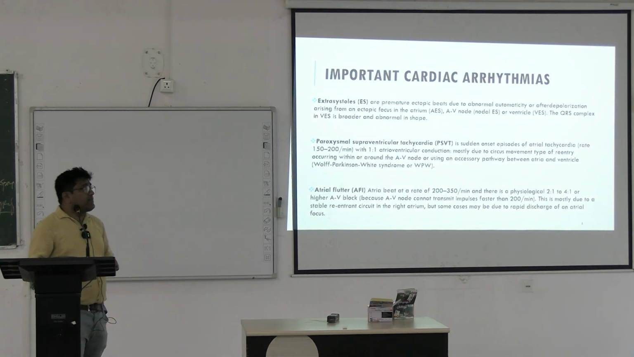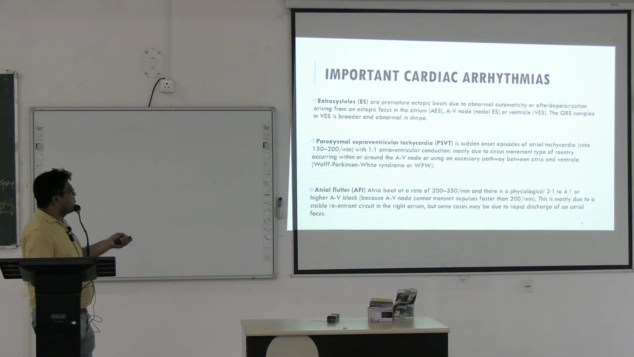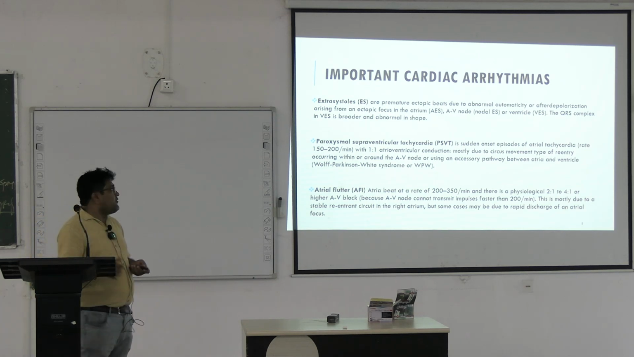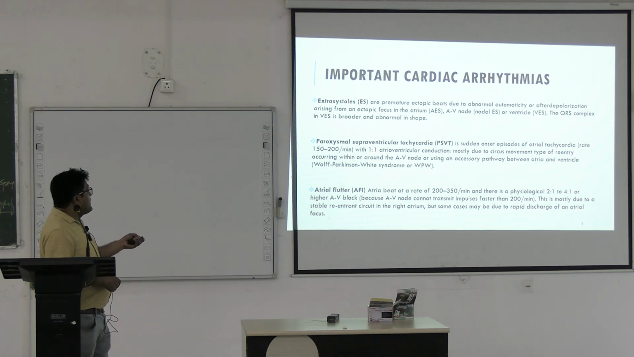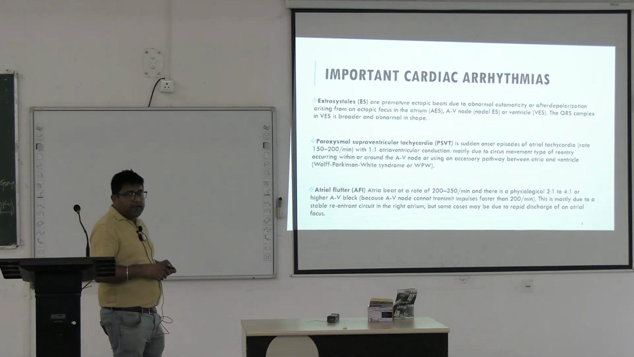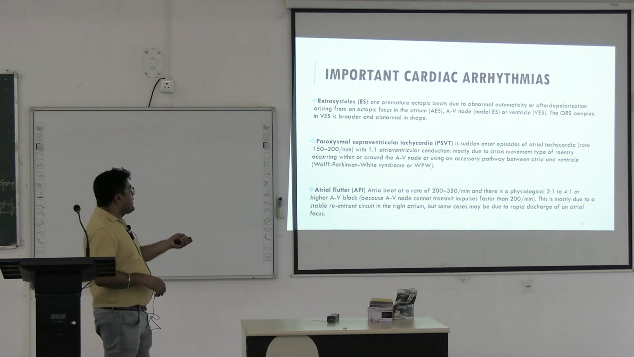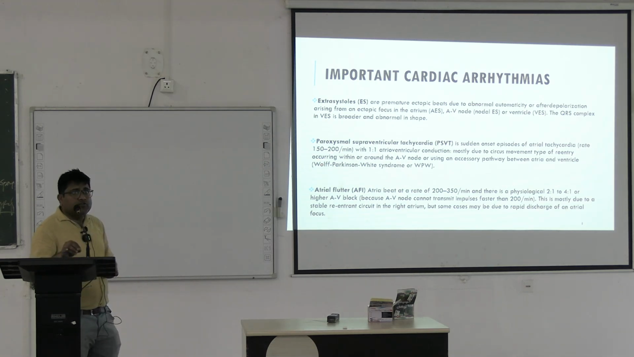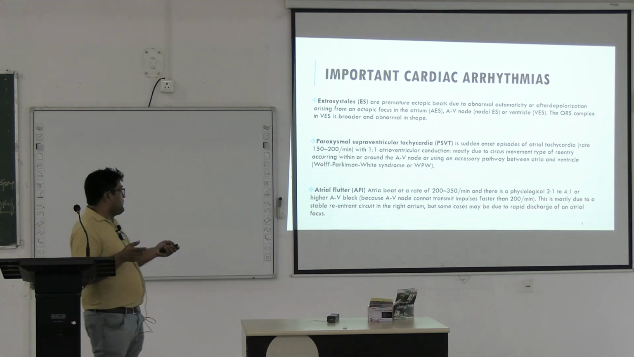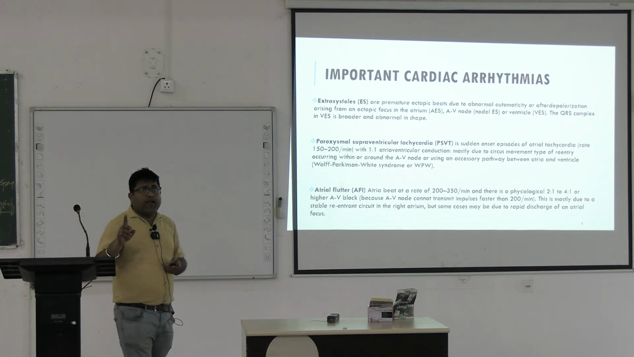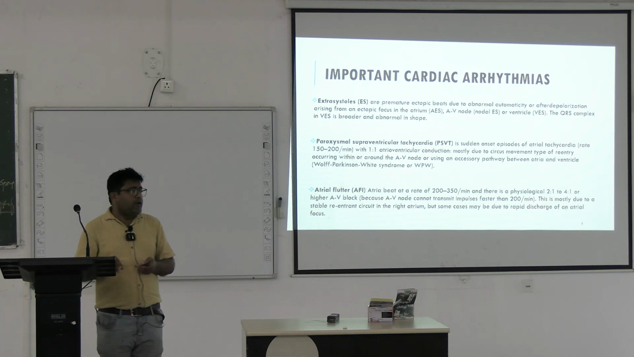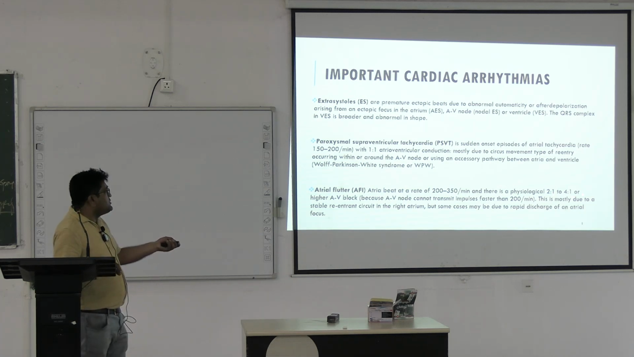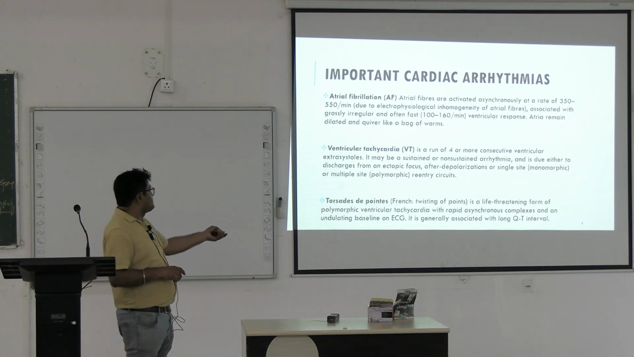The important cardiac arrhythmias can be extrasystole, which can be atrial or ventricular extrasystole. They can be paroxysmal supraventricular tachycardia. In paroxysmal supraventricular tachycardia, there is atrial tachycardia of 150 to 200 per minute with 1:1 AV conduction, atrioventricular conduction. Atrial flutter, where the atrial rate is more than 200 and there is physiological 2:1 to 4:1 or higher atrioventricular block.